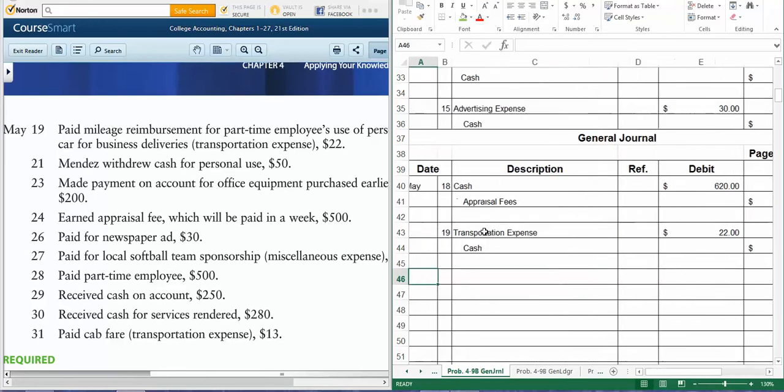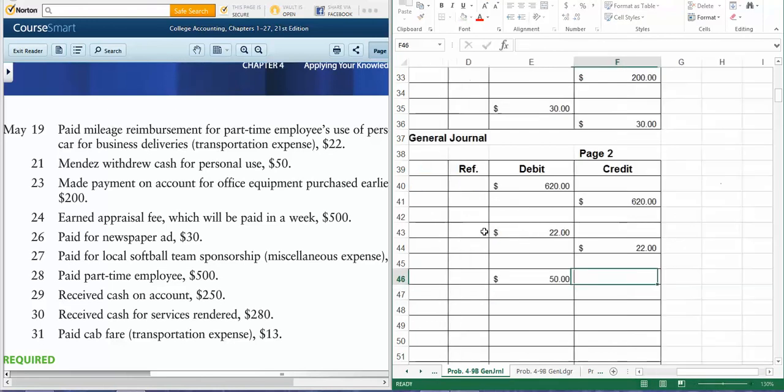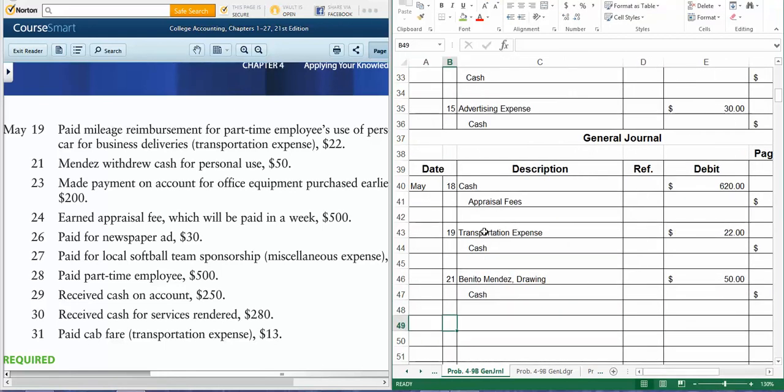Let's see, after the 19th, we have the 21st. The owner withdrew money. So the owner is increasing their withdrawing. So we're going to do Benito Mendez, drawing. And then it's going to be cash. This is similar to him using the ATM. He's going to the ATM and getting cash out for himself.